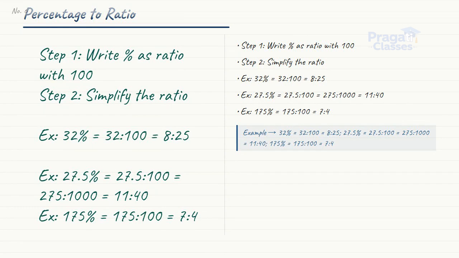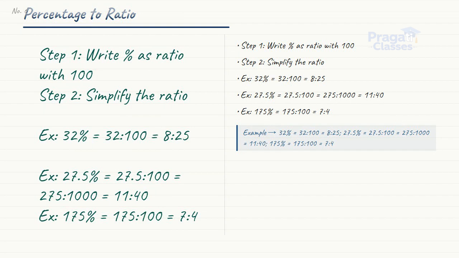Step 2. Simplify that ratio just like you would a fraction. 32 and 100 can both be divided by 4. 32 divided by 4 is 8, 100 divided by 4 is 25. So 32% is the ratio 8 to 25.